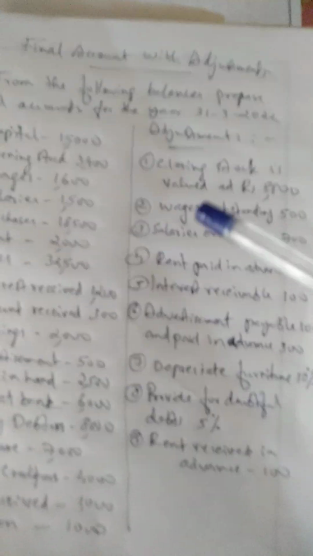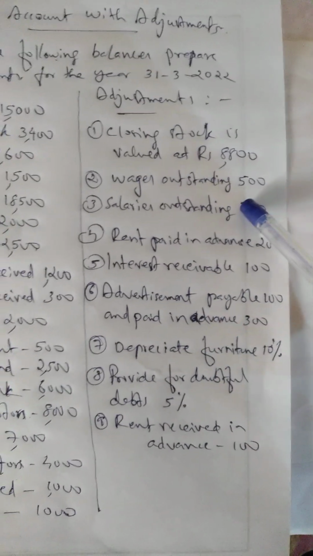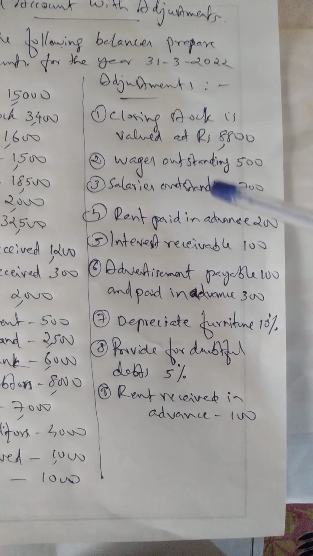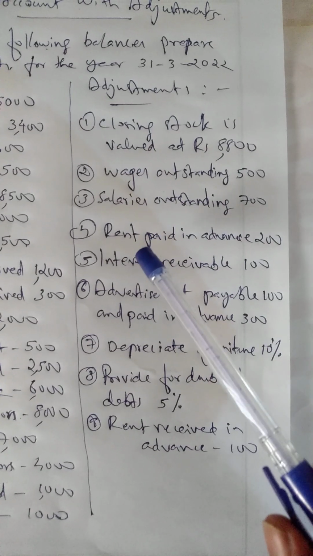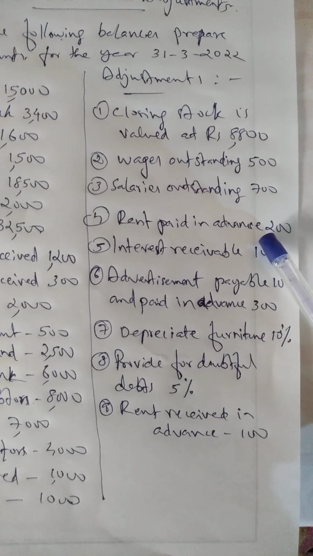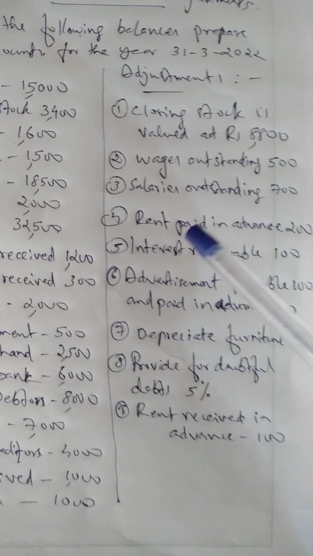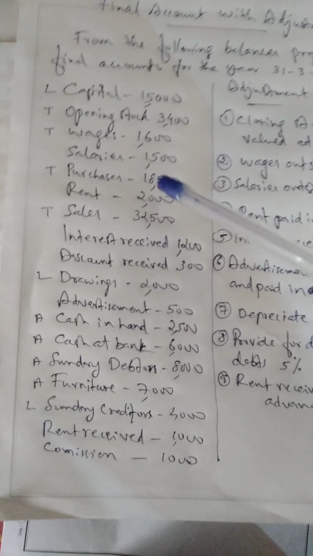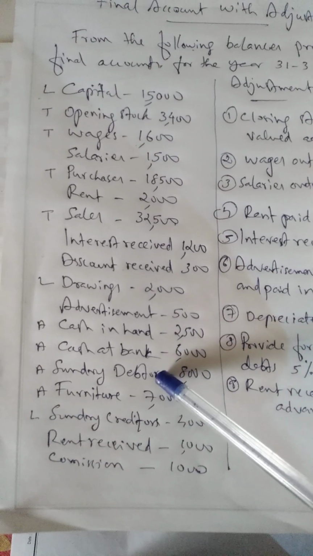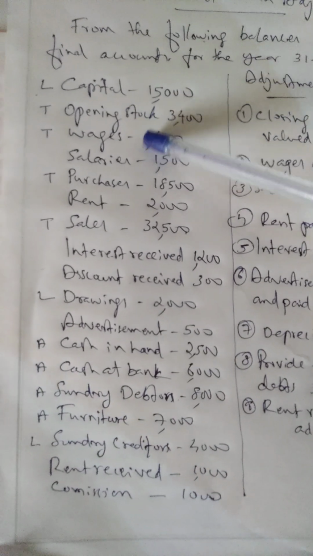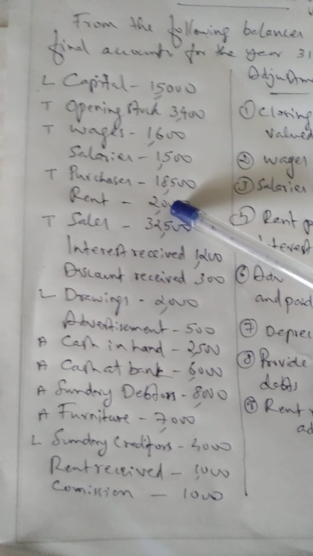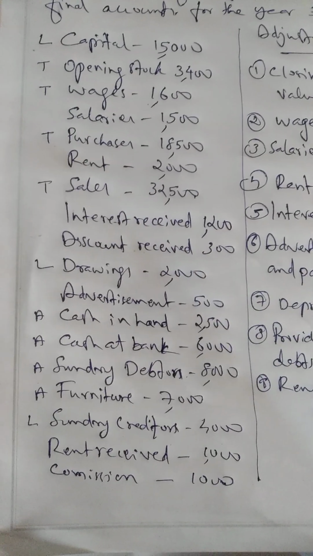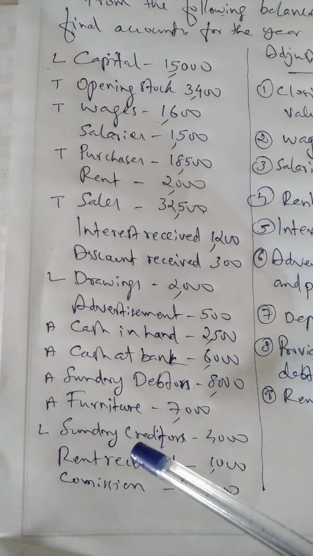So in the last video, we explained the outstanding wages and the salary outstanding, and now we are continuing with the question. Come to the next adjustment, which is rent paid in advance. So we have to check the concerned item in the trial balance, and if you check the list of balances, you can see there is a rent, and one more item is there, rent received, isn't it? So rent and rent received are there.